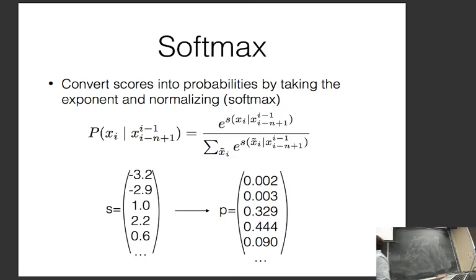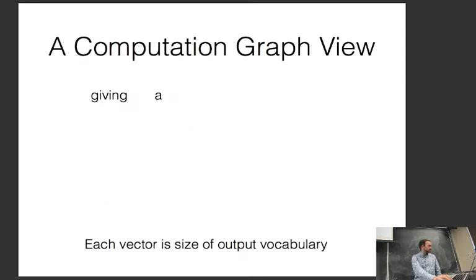And this is the result. So if we input this score vector into a softmax, we get something like this, with 44% of the probability going to the one with score of 2.2, and 32% going to the next one.